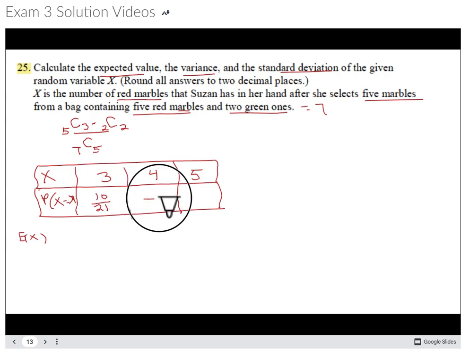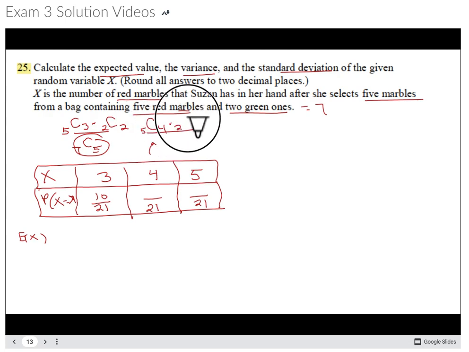We're going to do the same thing for 4, but we already know the denominator is going to be 21. So for 4, let's just focus on the numerator because the denominator is going to be the same for both of these, right? 7 choose 5. Out of 7, we're choosing 5. In the numerator here, out of the 5 red, we want 4 red. And out of the 2 green, we only want 1. So that gives us 4. We'll calculate that. We'll see that that is 10 as well.